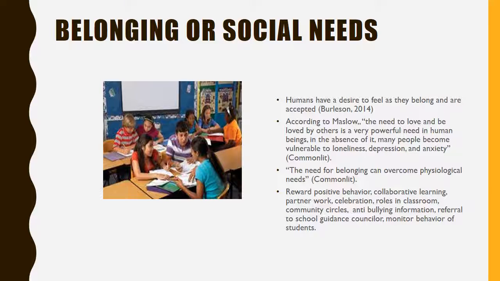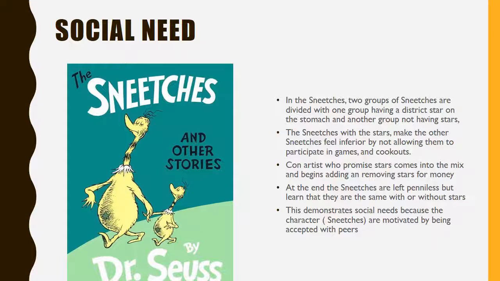The next tier on the hierarchy of needs is the tier of belonging or social needs. Humans have a desire to feel as they belong and are accepted by their peers. Maslow also noted that in the absence of being accepted, people may become vulnerable to loneliness, depression, and anxiety. The social needs in Dr. Seuss's book, The Sneetches, the character is motivated by being accepted by his peers.